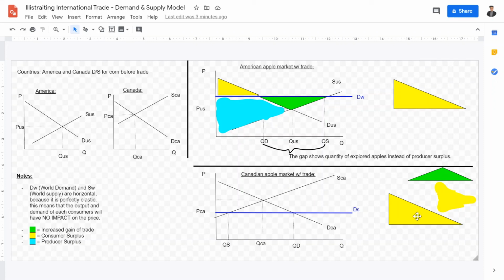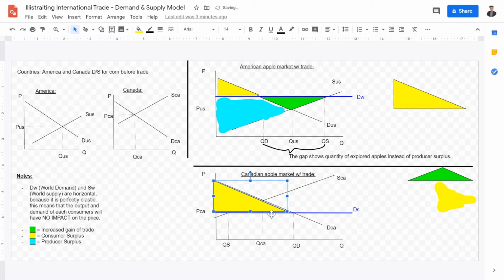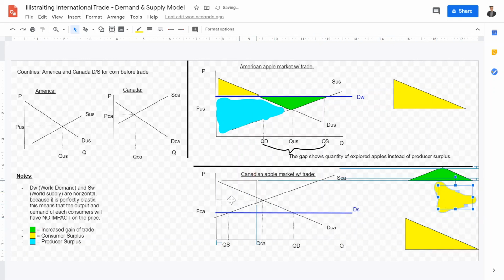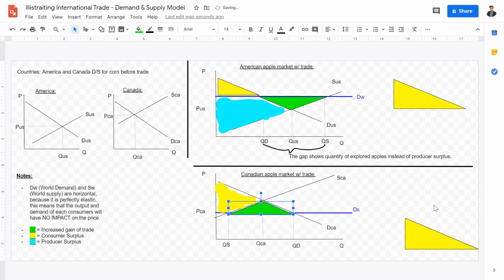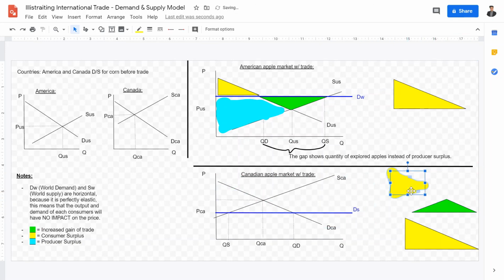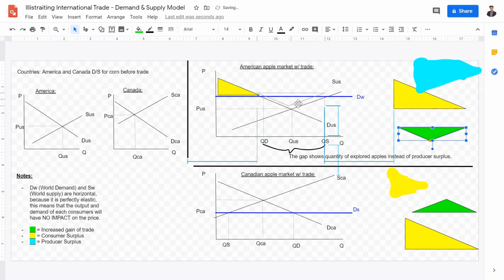And once again, this was the original consumer surplus without the utilization of international trade. However, with international trade, consumer surplus is chopped down to just this part. Just this yellow part signifies consumer surplus now that international trade is enacted. Now, once again, this green box right here signifies the increased gain from international trade. So that's international trade illustrated and shown through the usage of demand and supply models.